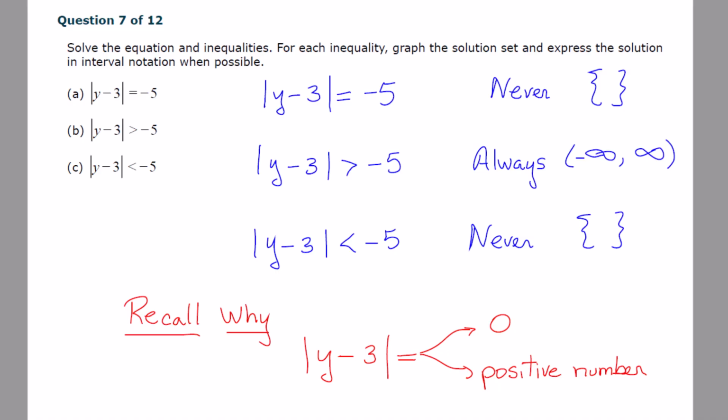Absolute value here bigger than minus 5. Yeah, sure. That always works because regardless of what goes in there, the absolute value is always 0 or positive. And the last one here, absolute value smaller than minus 5. No, that can never happen. This thing on the left is only 0 or positive.